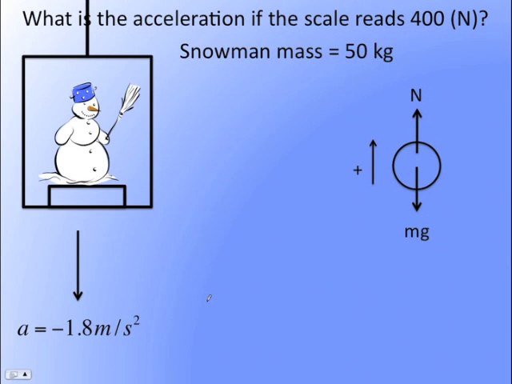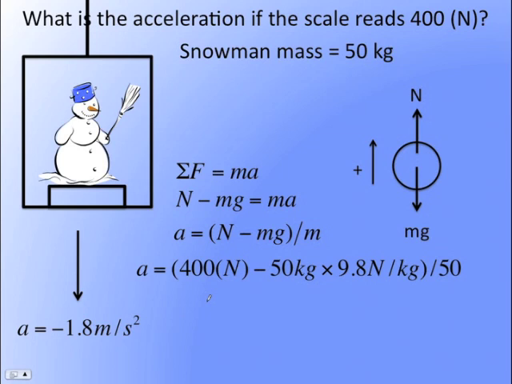Well, let's look at one more example. This is what you'll be asked to do in the lab. And so in this case, we're given the scale reading, and we want to figure out what the acceleration is. And so the snowman mass is still 50 kilograms. Free body diagram still the same. Sum of the forces equal ma. Normal force minus the weight equals ma. Now we solve for the acceleration. And so it's the normal force minus the weight. Notice the brackets there, the parentheses, very important, over the mass.